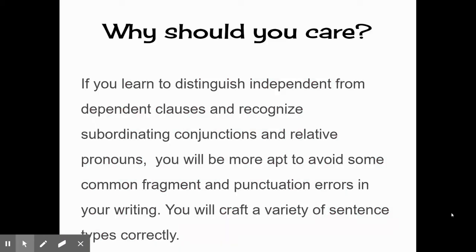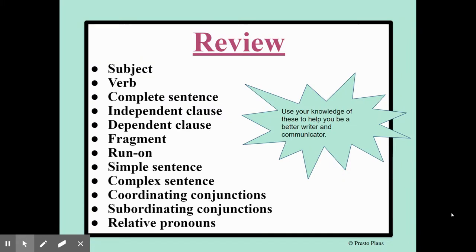Why should you care about all of this? If you learn to distinguish independent from dependent clauses and recognize subordinating conjunctions and relative pronouns, you will be more apt to avoid some common fragment and punctuation errors in your writing. You will craft a variety of sentence types correctly. So, go use your knowledge of these terms to help you be a better writer and a better communicator.